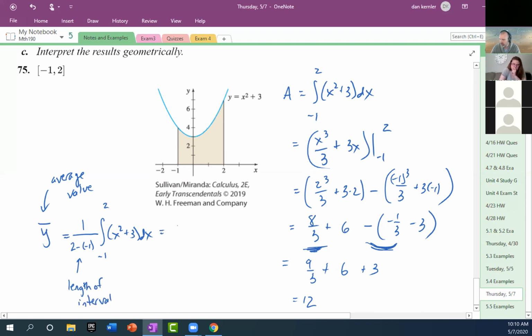So what we're going to do is that's 1/3 times our integral, 12. So we get 4. The average value for this function is 4. And I'm going to actually draw that up here and draw 4.